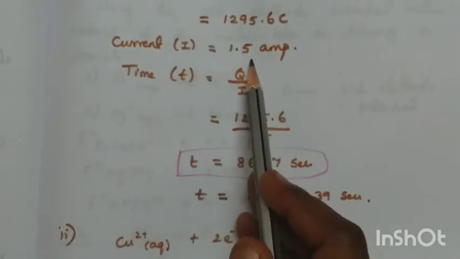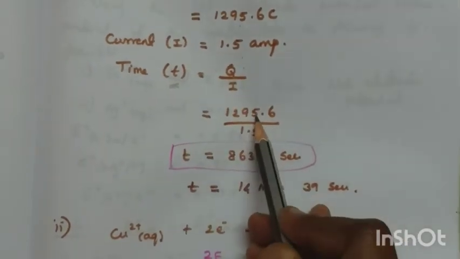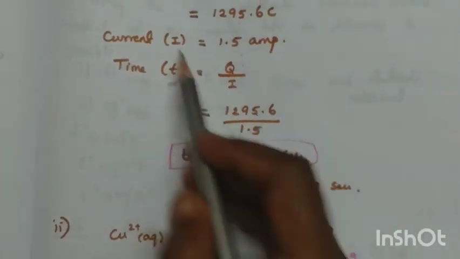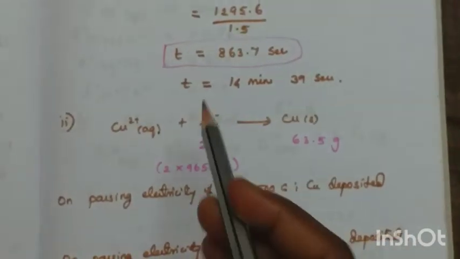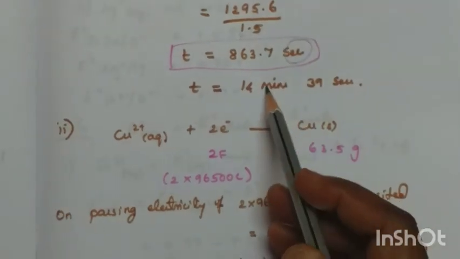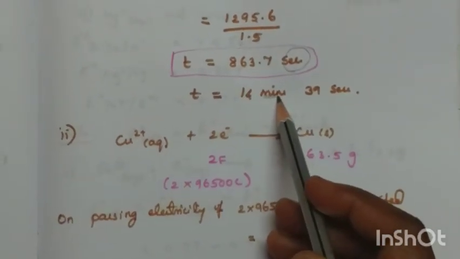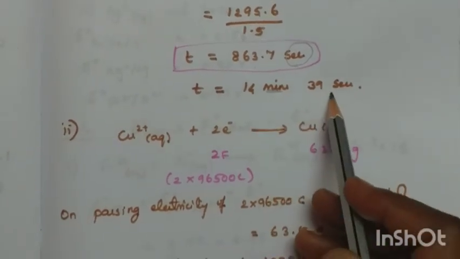Current I is equal to 1.5 ampere. We can calculate the time as Q by I, so T is equal to Q by 1.5, which is this. This is in seconds. How will you convert this into minutes? 1 minute is equal to 60 seconds, so divided by 60 we get this much in minutes and seconds.